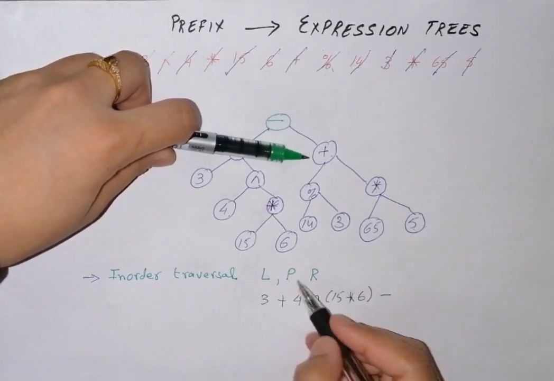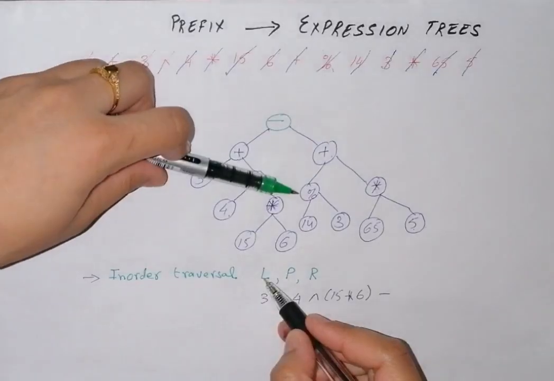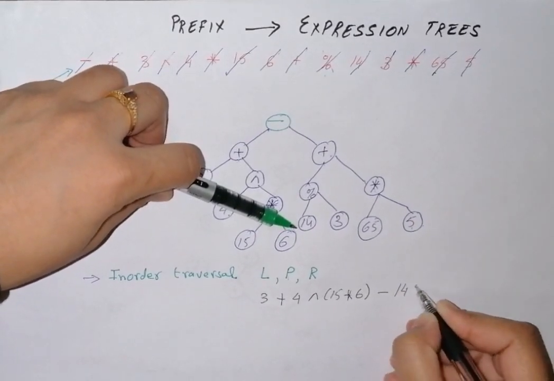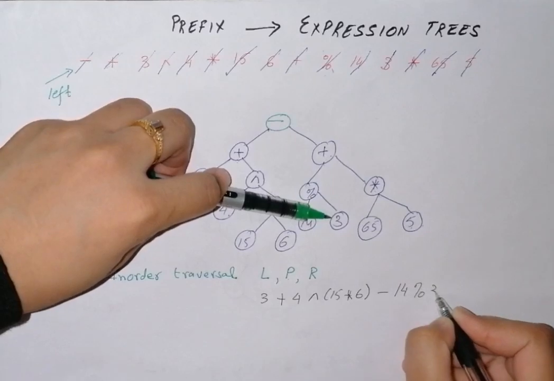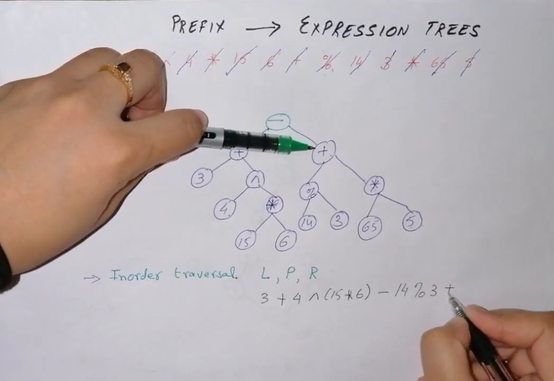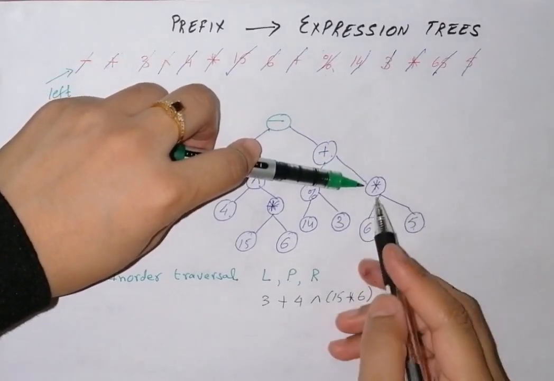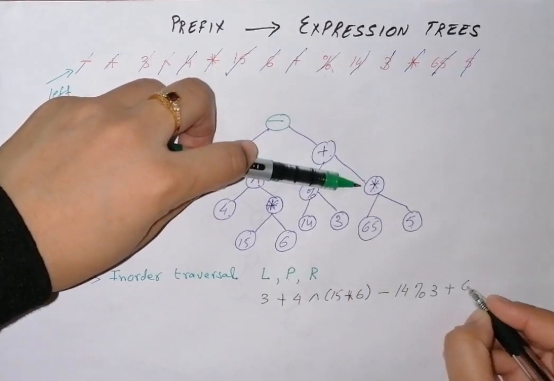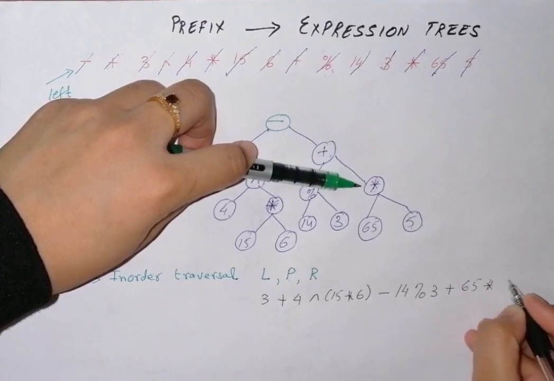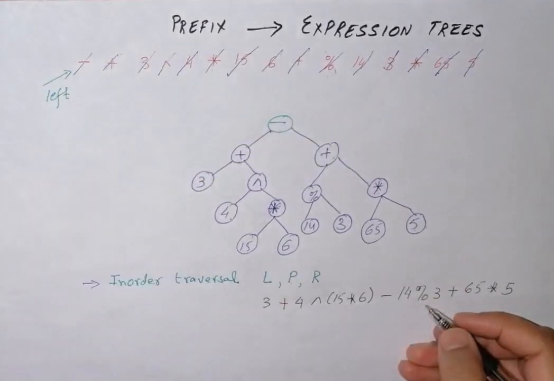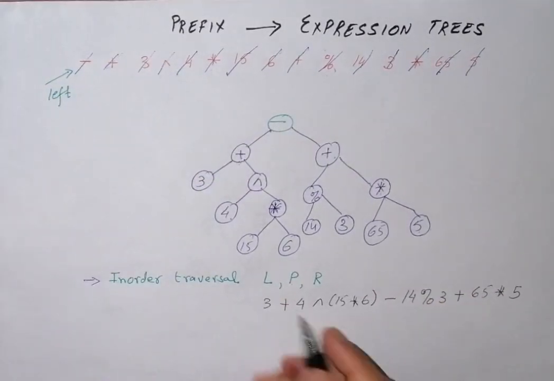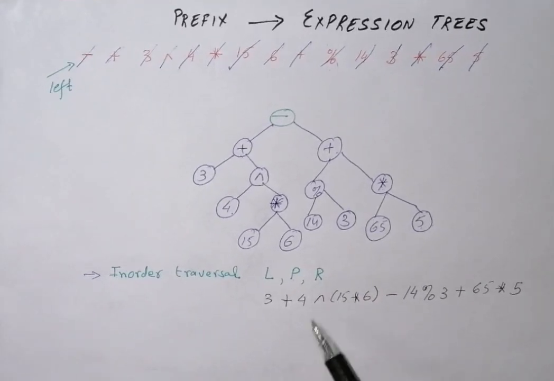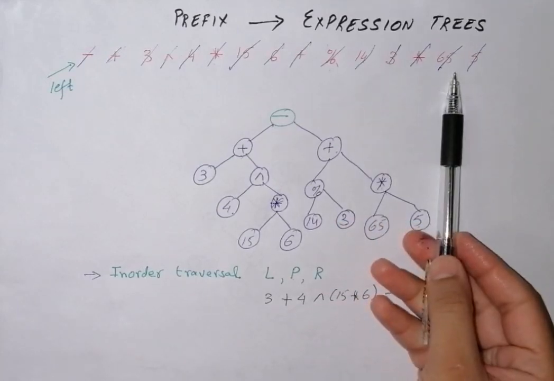The right subtree recursively calls itself, so it will call its left side, and left will call its left side, and the thing that will be printed is 14, and then divided by 3, print itself, plus. When we encounter this node, it will go and call its left subtree, so the thing that will be printed is 65 multiplied by 5. So now I have obtained the infix notation of this given prefix notation.